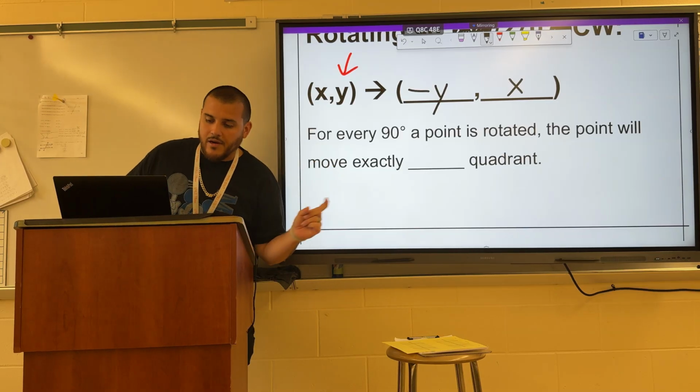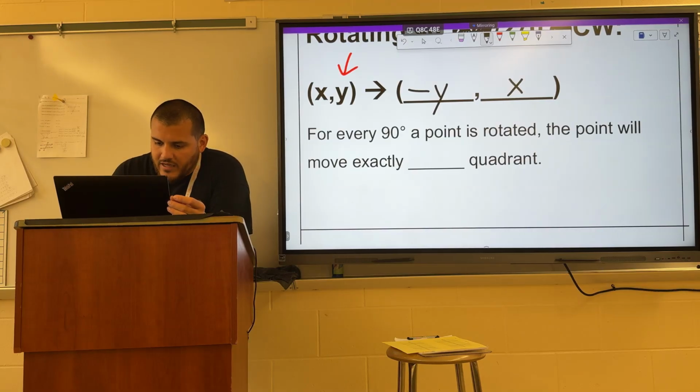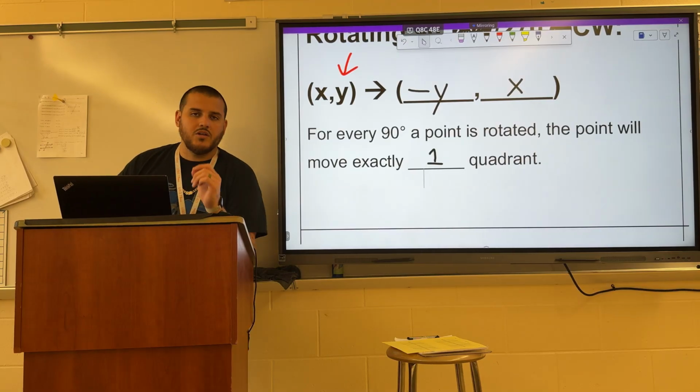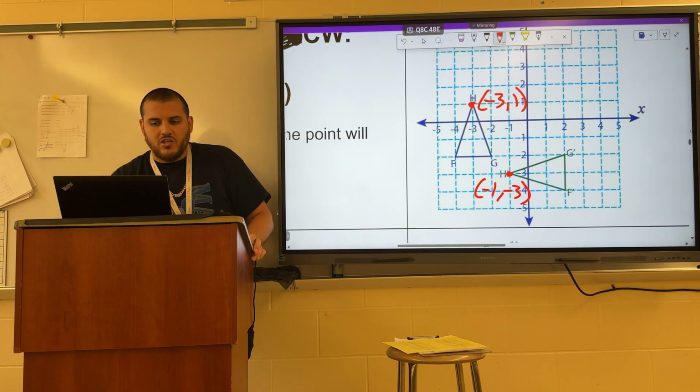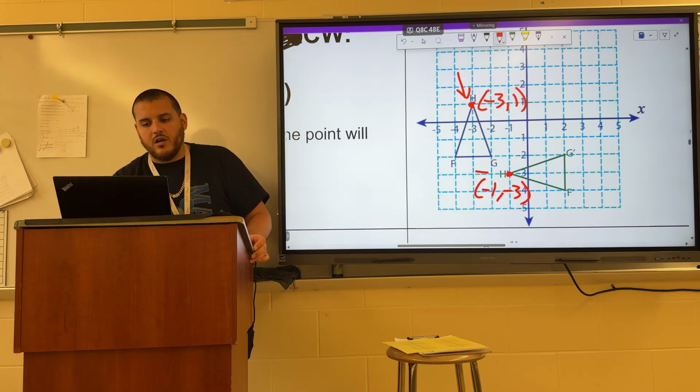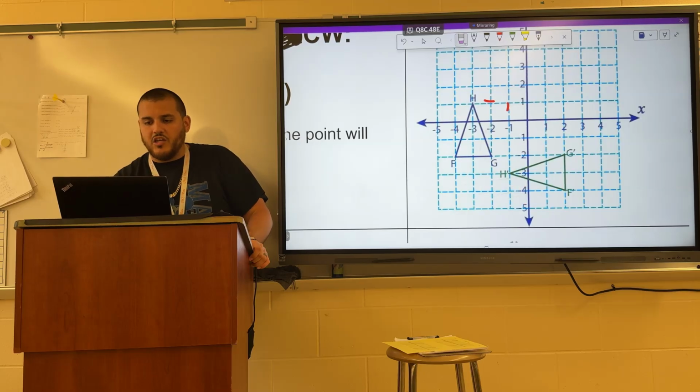Very important note here. For every 90 degrees the point rotates, it is going to move exactly one quadrant. And we can see how that happens here in our figure. Point H was in quadrant 2, H prime ended up in quadrant 3. It moved one quadrant. All right, our other points F and G on our pre-image were here in quadrant 3.